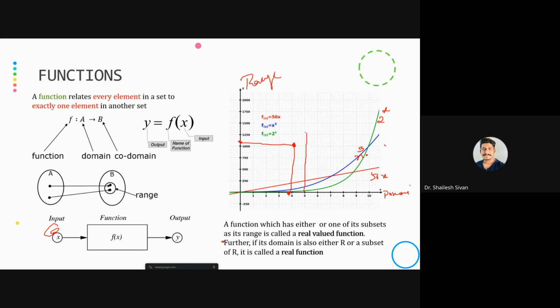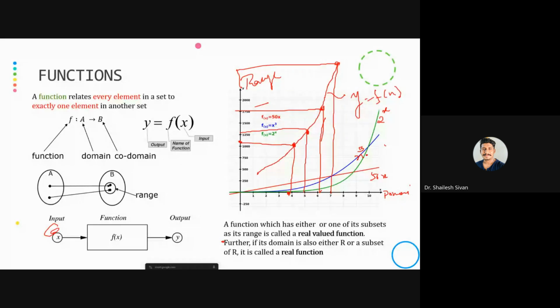By taking the intersection of another input-output pair, and another, and another, if you consider the locus of all these points, then this curve represents y equal to f of x. Is it clear? So any real function in a two-dimensional plane can be represented as a curve. That is one important point.